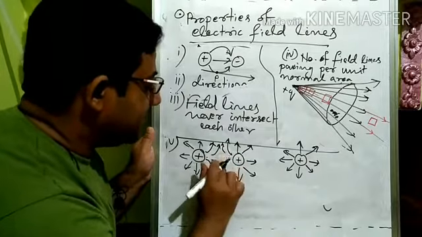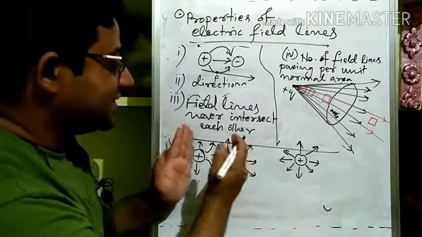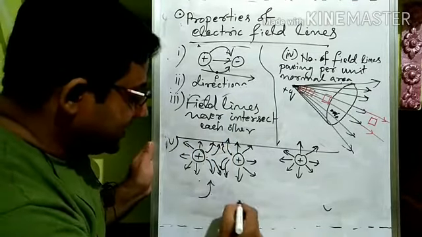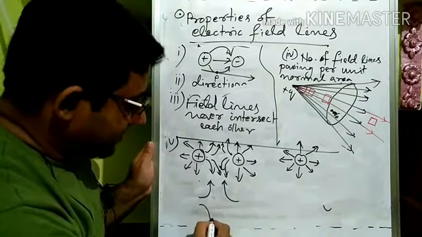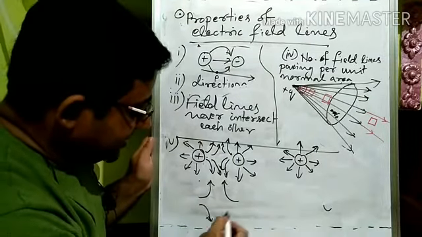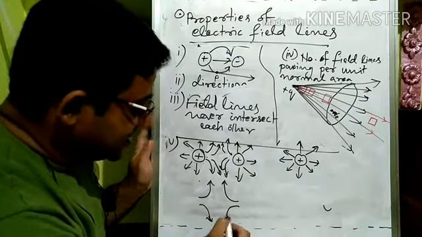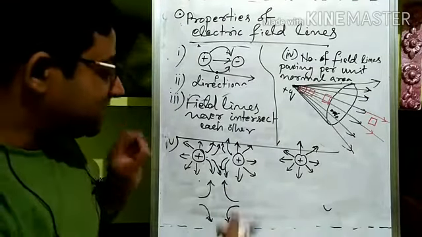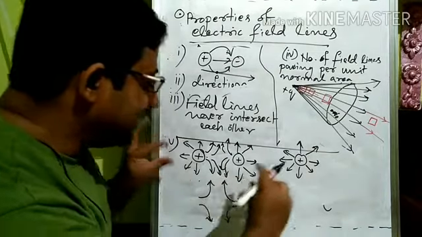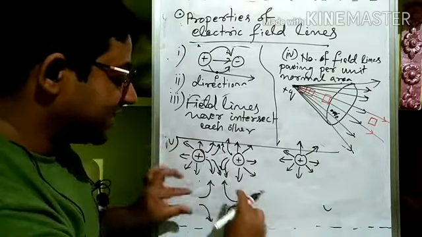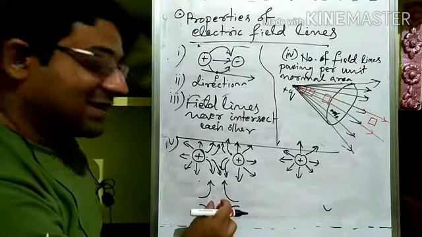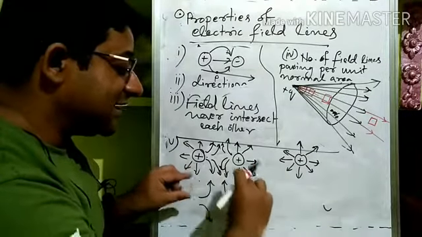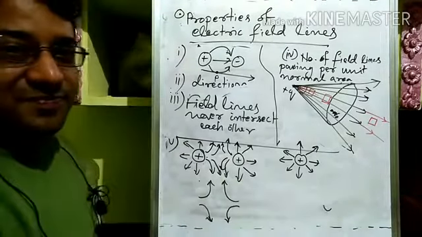As they come closer and closer, they will become like this. One will become like this, another will become like this. One going out is like this, and going out from that charge is like this. But these two can never intersect each other. Because of this, if you bring them closer and closer, a time comes when they develop a lateral pressure. Because of it, we say that like charges repel each other.